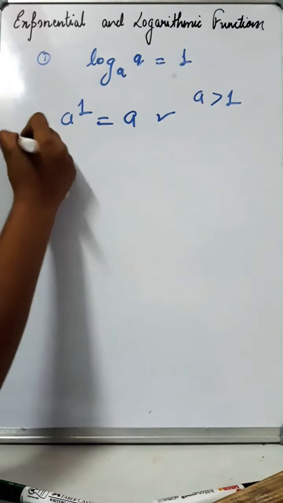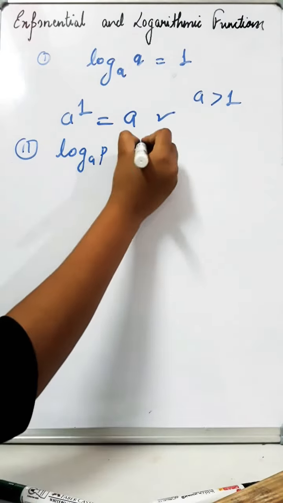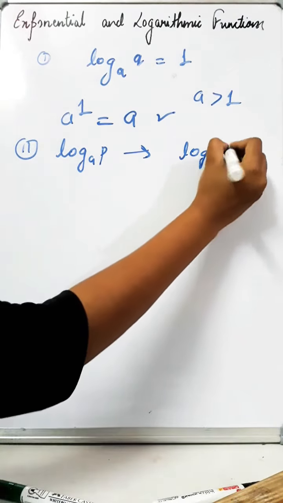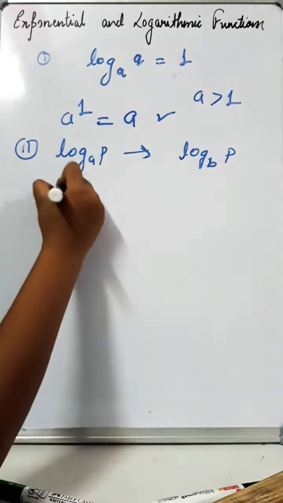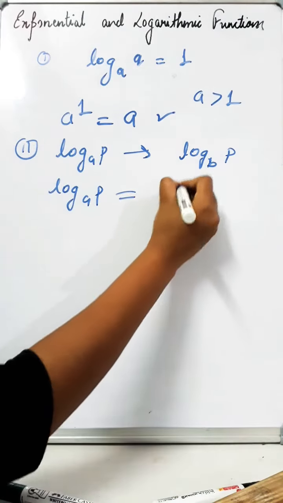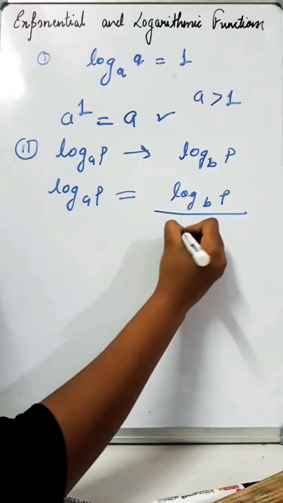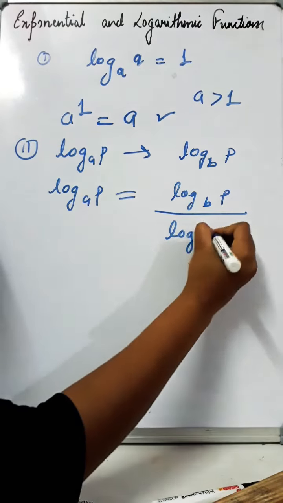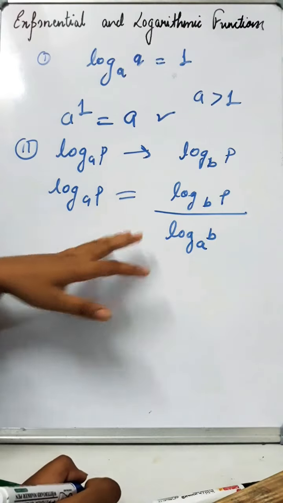The second property, if you have log p to the base a and you have to convert it into log p of base b. So if you have to change the base, in that case you will have log p to the base a is equal to log p to the base b upon log a to the base b. Alright, so this you can verify on your own.